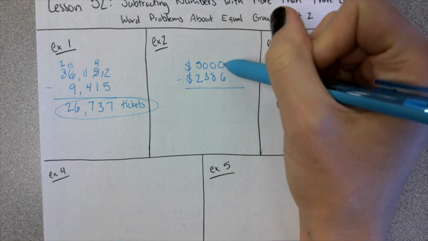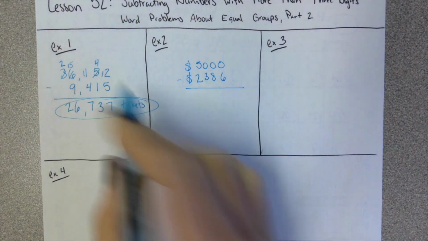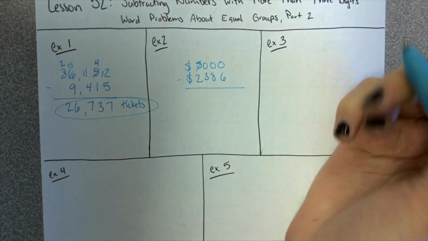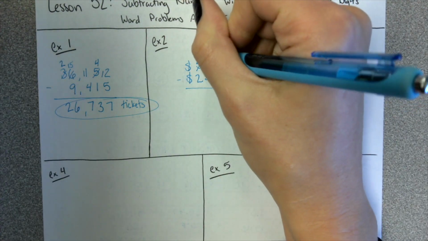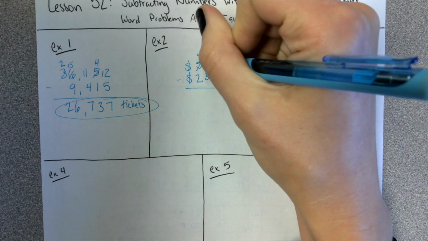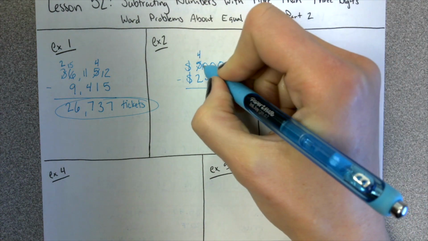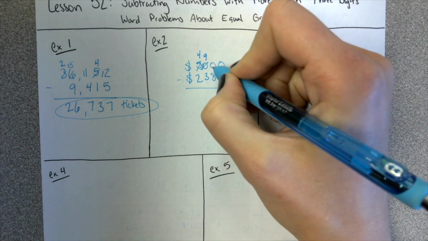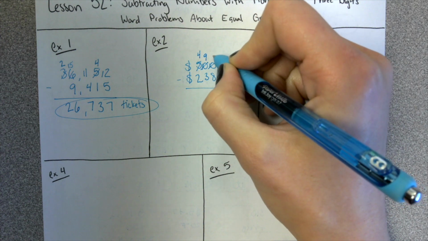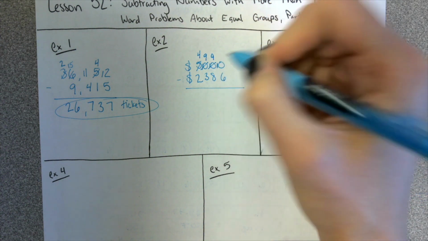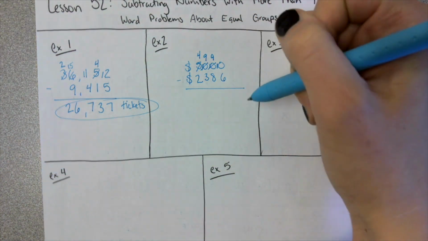Right away we know 0 minus 6, can't do that, can't cross out any of those zeros. So we got to come over to the 5, cross it off, change it into a 4, then we can change this into 10. Cross it off, make it a 9, change it to 10. Cross it off, make it a 9, change it into 10. 10 minus 6.